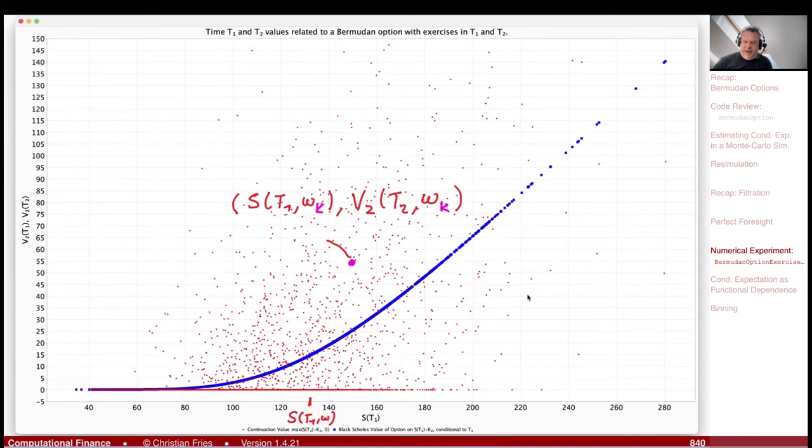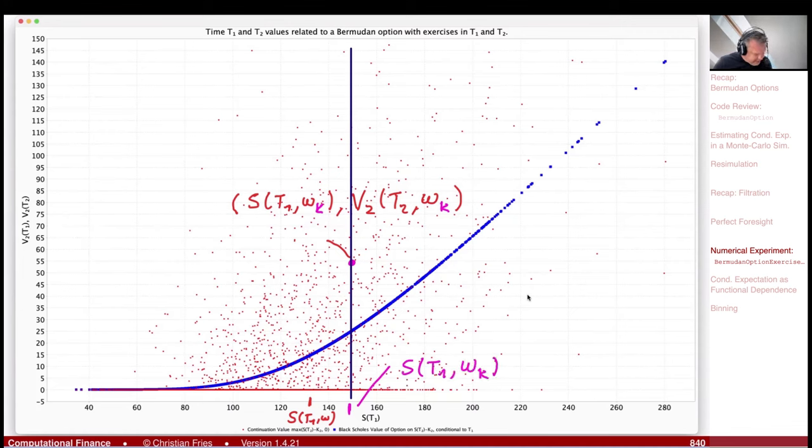And what I actually like is to have the conditional expectation of all these values that would lie on the line. Unfortunately, in my Monte Carlo simulation, I can expect that there's only one sample path that lies exactly on the line. Only one sample path will have this value of the stock at T1, omega k.